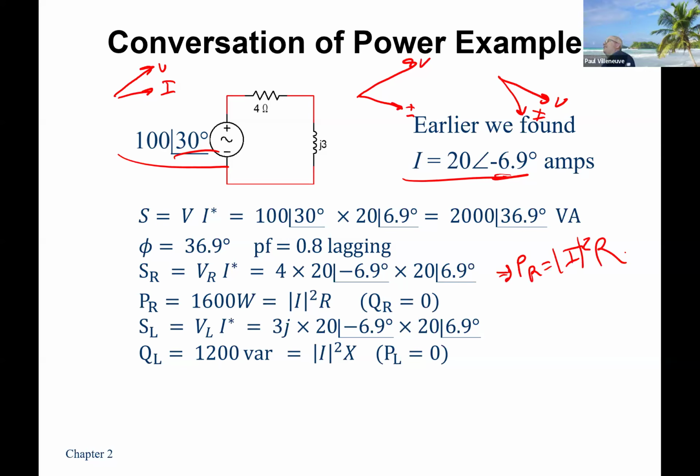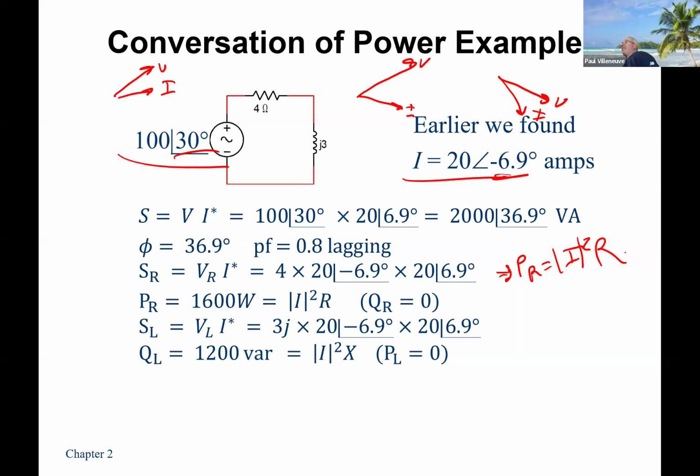But yeah, you get 1600 watts. Now I go ahead and do it for the inductor, and I can do the same approach. I have VL times I conjugate. VL is 3J times the current, and I take the conjugate of that. So I have 3J times 20 at an angle of negative 69 times 20 at positive 69.